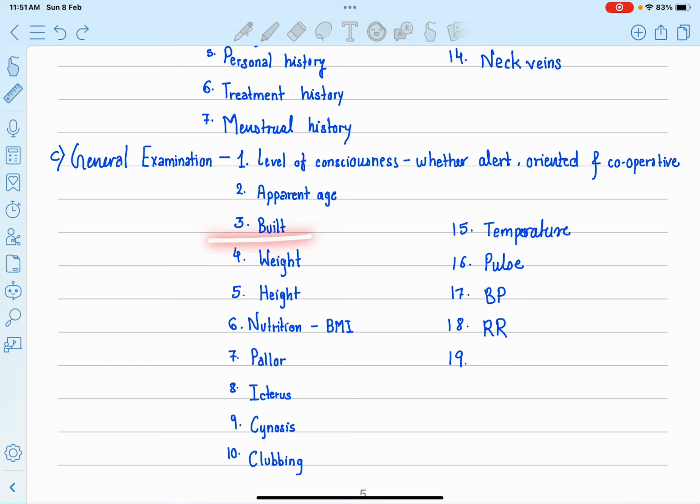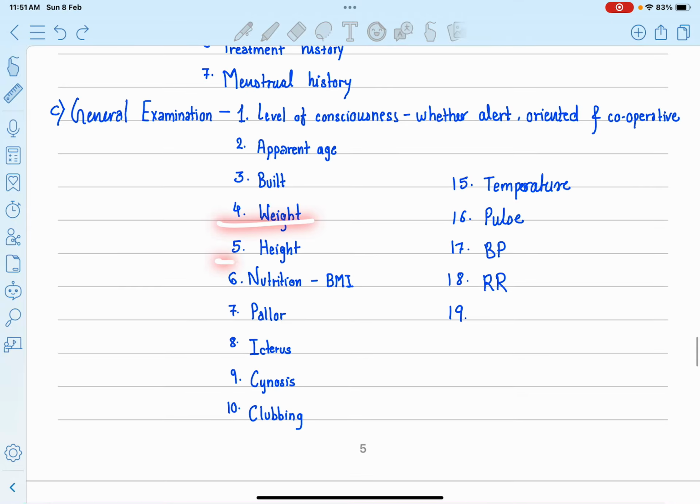Then build is also important. Build should be written in the form of skeletal framework, or average build, dwarf build, or tall stature. Then you should also mention weight and height to calculate BMI. BMI is kg per meter square, meaning weight divided by height square. With BMI you can come to know about the nutrition of the patient.